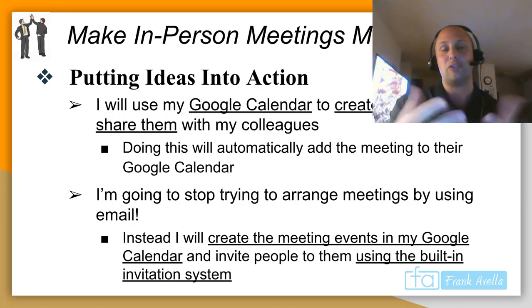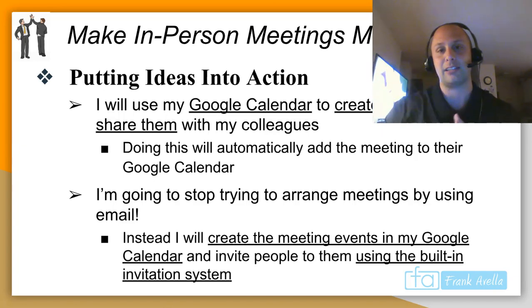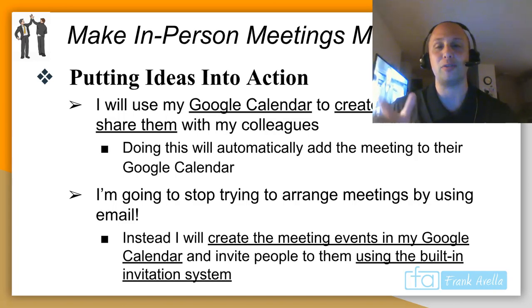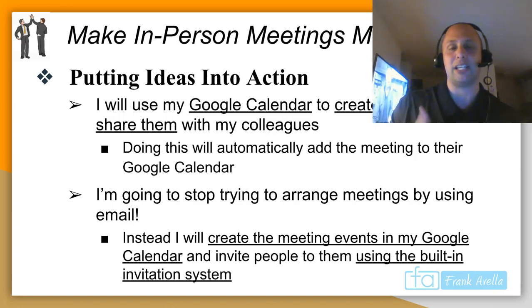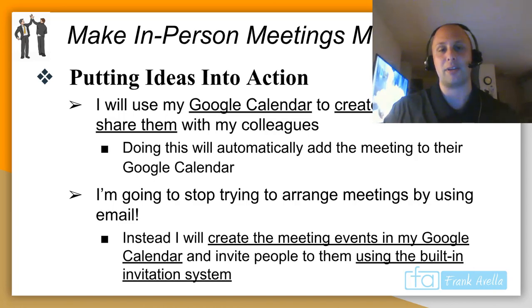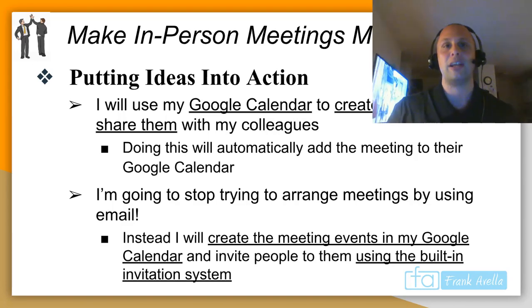So if I send you an invitation from a Google Calendar and you reply yes, now it's automatically on your calendar, which is great. Okay, stop trying to arrange meetings by using email. Stop with the emails, okay? Instead, create meeting events in Google Calendar and invite people to them using the built-in invitation system. So much better than emails is using Google Calendar because it's going to go right into their calendar. It's going to have reminders, and it's just much, much more organized.